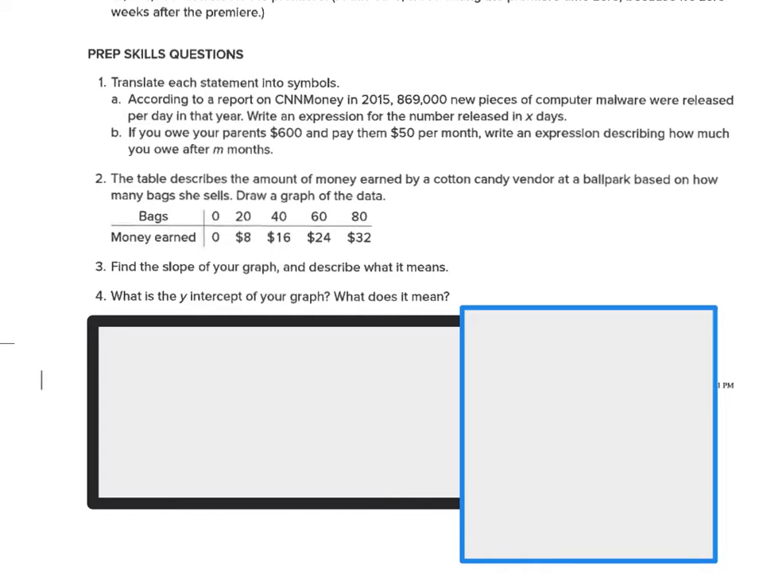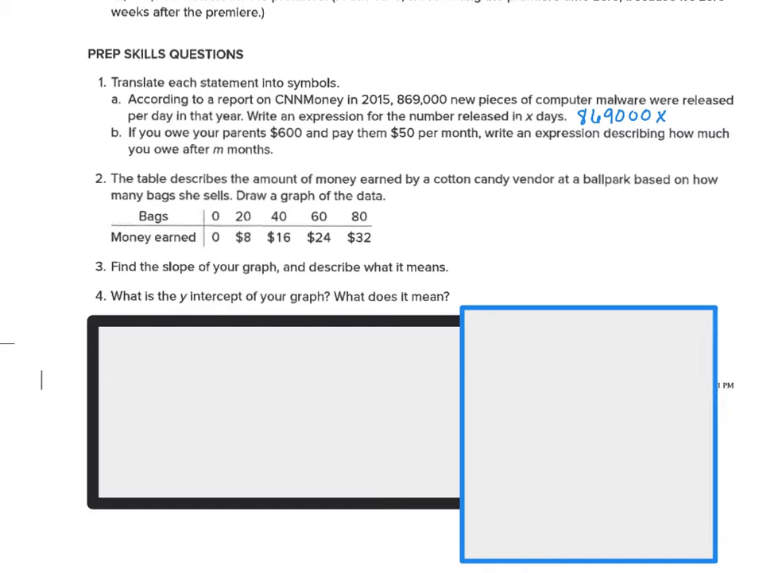So as you think about it, hopefully you are realizing that expression should be 869,000 times X. X is the number of days. B, if you owe your parents $600 and pay them $50 per month, write an expression describing how much you owe after n months. So they're not looking for an equation here, they just want an expression.